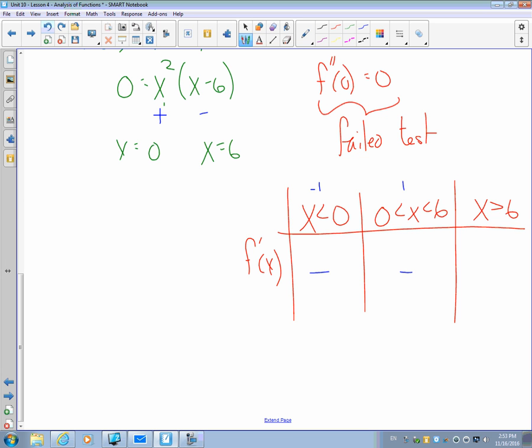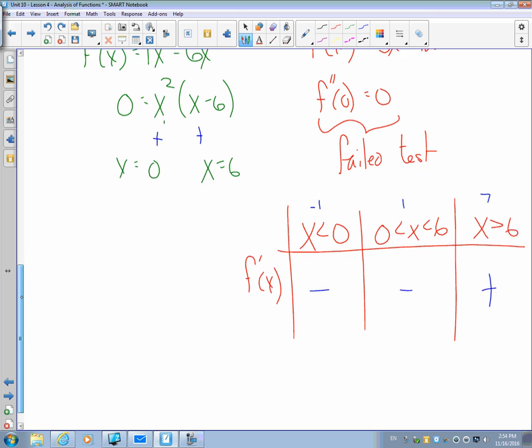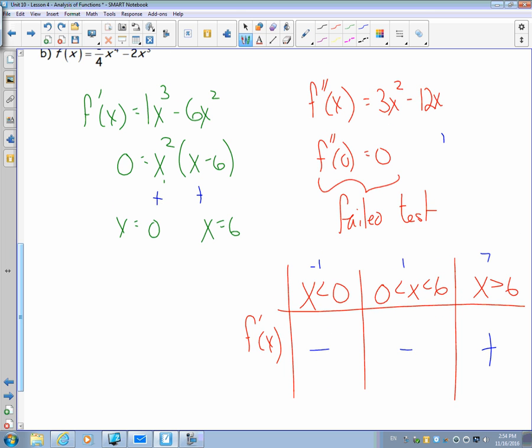Oh, there's why our test failed, right? We had two signs side by side that are the same. If you try the other one, try a number bigger than 6, let's pick the number 7, we would have got positive 49 and positive 1, and that makes a positive. Now you could have used your second derivative test on the number 6. If we had tried that, f double prime at 6, we would have got 3 times 6 squared minus 12 times 6, which is 108 minus 72, which is 36. So that would have told us we would have had a min.